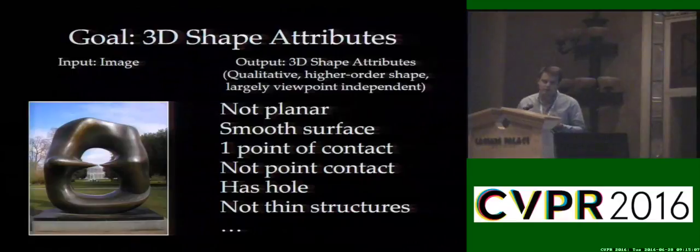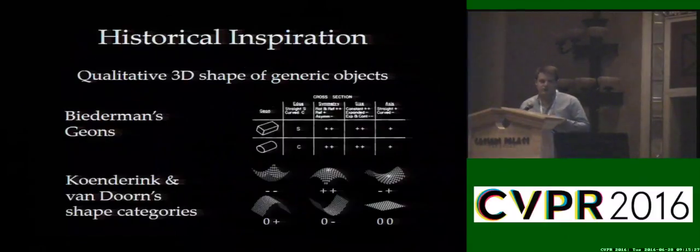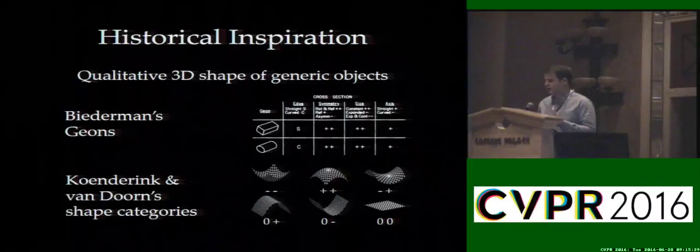In particular, we want to map our input image to 3D shape attributes. These are qualitative, higher order shape properties that are largely viewpoint independent. So for example, whether the object is primarily planar, whether it has a hole, does it touch the ground, is it made out of thin structures, and these sorts of things. Our idea of shape attributes comes from a long line of work in psychology and vision about the qualitative 3D shape of generic objects, things like Biederman's geons or Koenderink and van Doorn's shape categories.